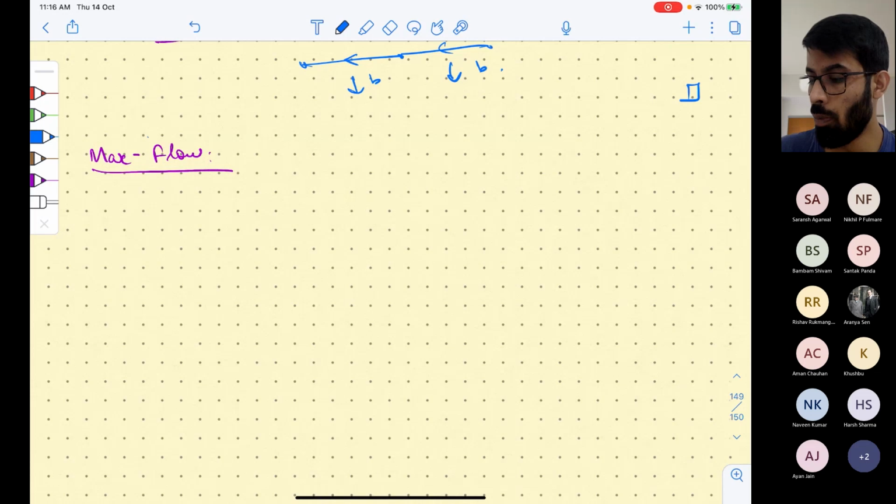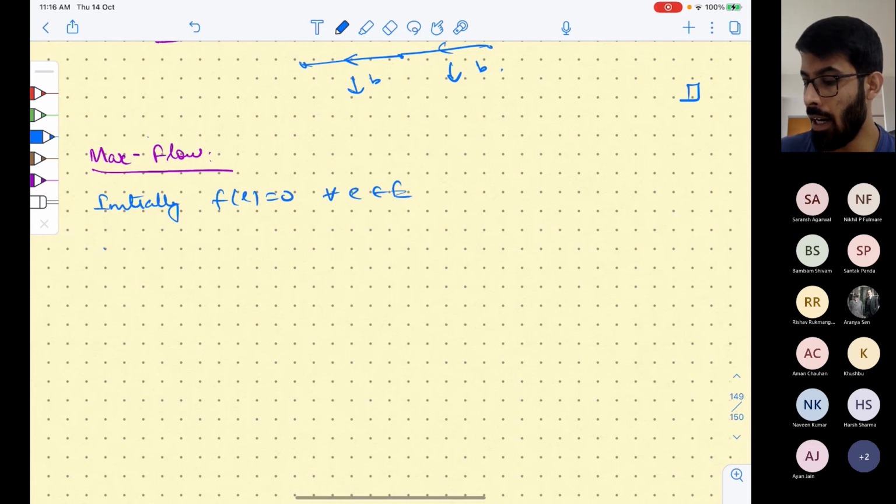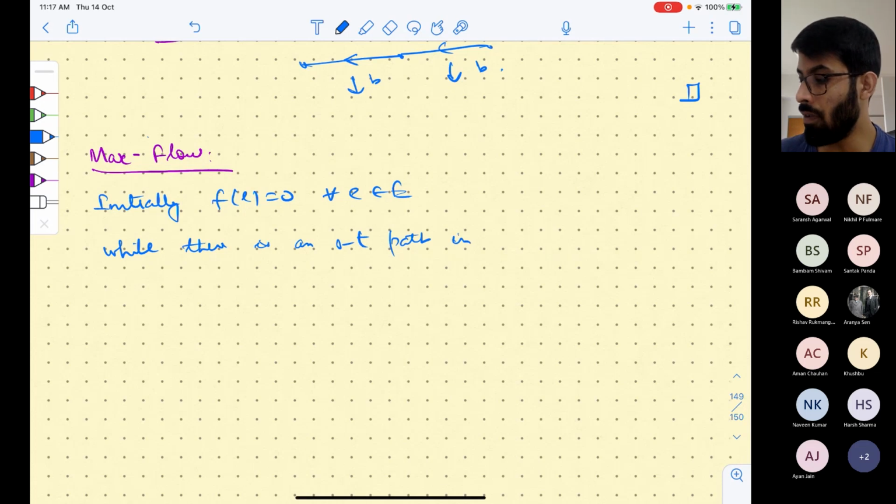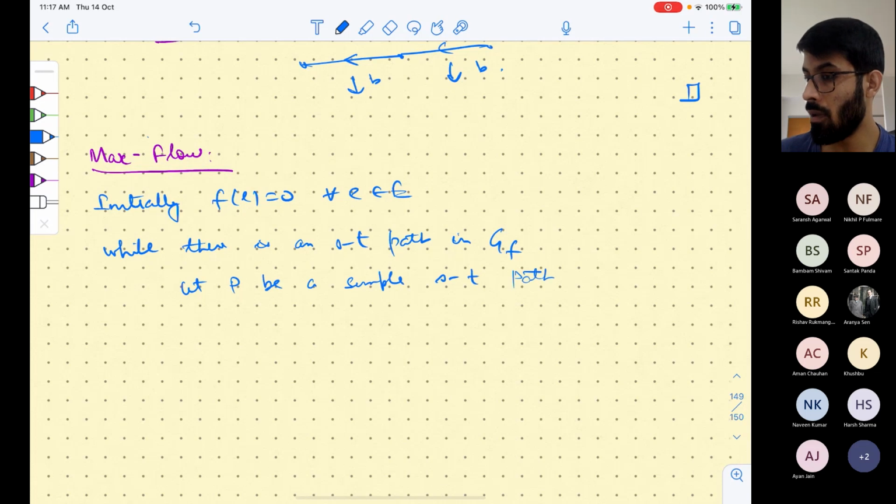So initially you will put Fe is equal to 0 for all E belonging to E, right? And while there is an ST path in GF, let P be a simple ST path. And then we find the new F prime by augmenting this path.